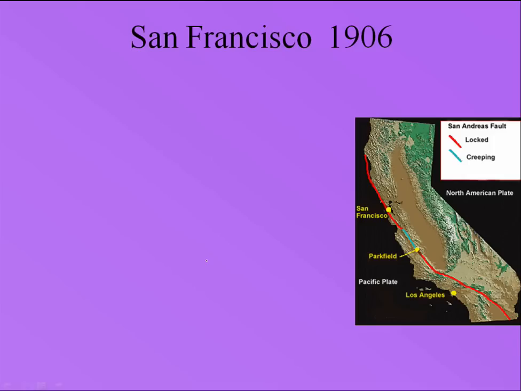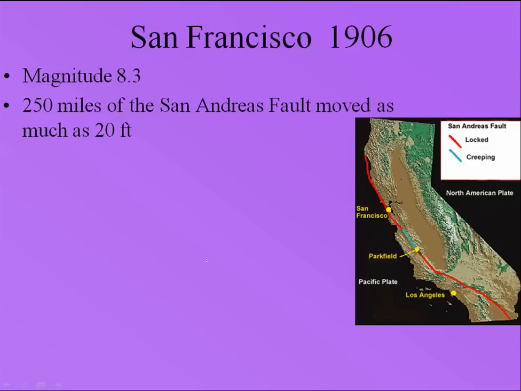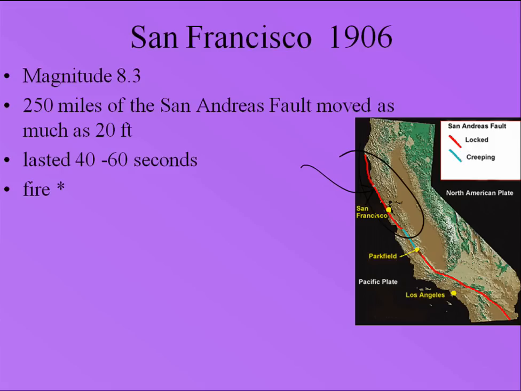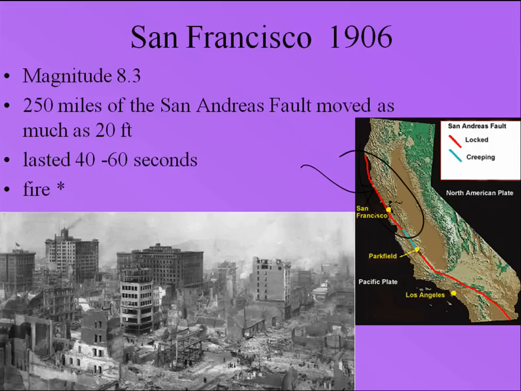The greatest earthquake in California in recent history was the 1906 San Francisco earthquake. It was a magnitude 8.3, and 250 miles of the San Andreas Fault moved as much as 20 feet. This lasted from 40 to 60 seconds. The worst thing about this earthquake was the fire that devastated the city.